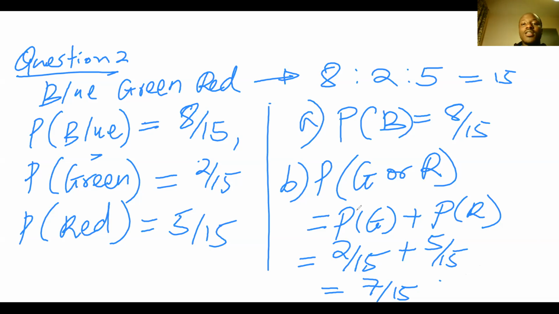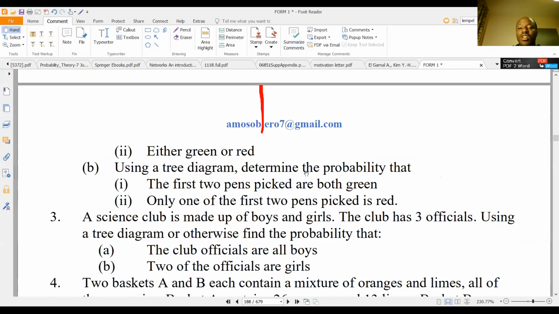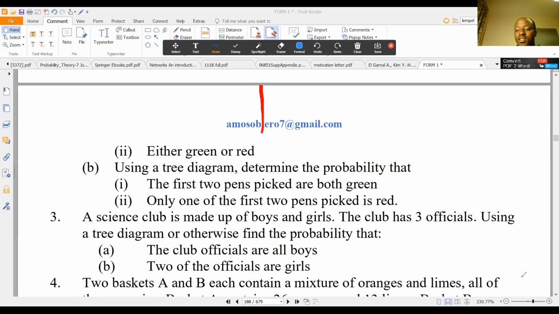Then let's look at the next part of the question, which I think is more interesting. They're telling us, using a tree diagram, determine the probability that the first 2 pens picked are both green, and then that only one of the first 2 pens picked is red. So first of all you draw your tree diagram for picking the first 2 pens. And this is where you have to remember without replacement. Now let's just draw that tree diagram before we go back to the question.